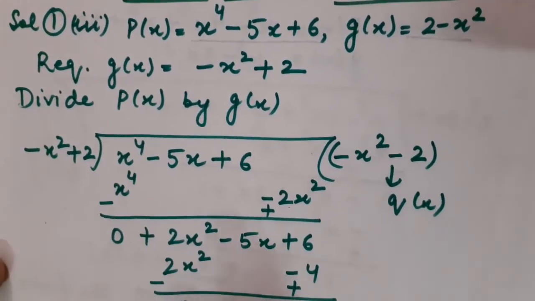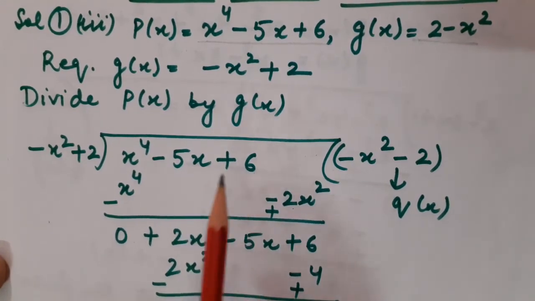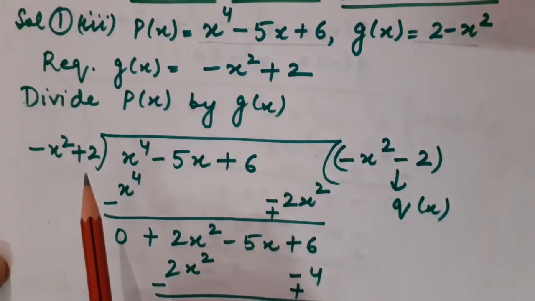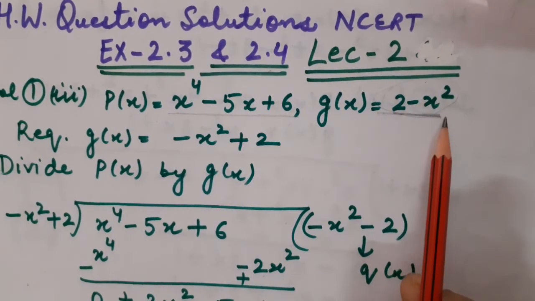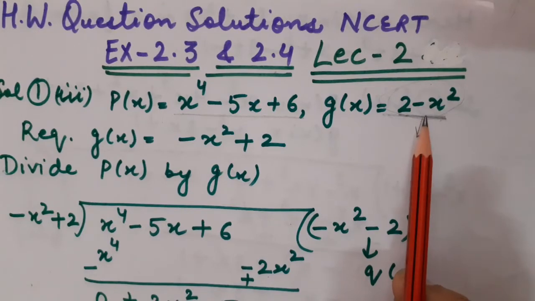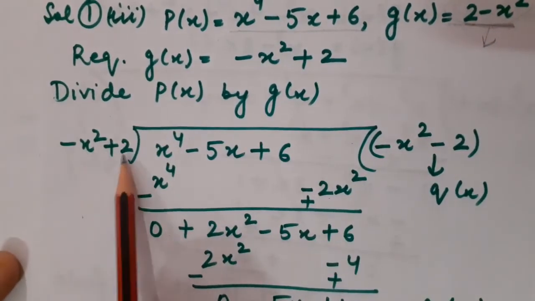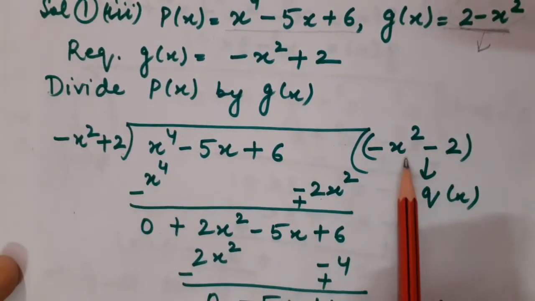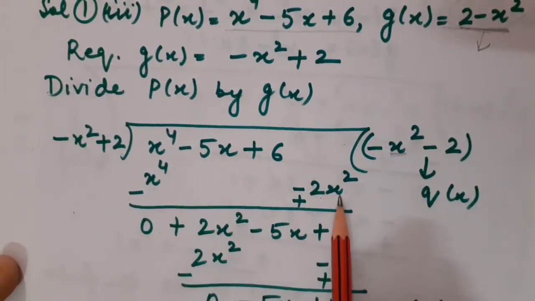So let us start a division. px is x raised to the power 4 minus 5x plus 6. And gx you had 2 minus x square given. Children, you know, before we start a division of a polynomial by another polynomial, we have to convert it into descending order. So after converting it into descending order, I would get minus x square plus 2. Fine. Now multiply this minus x square plus 2 by minus x square. So I have got x raised to the power 4 minus 2x square.